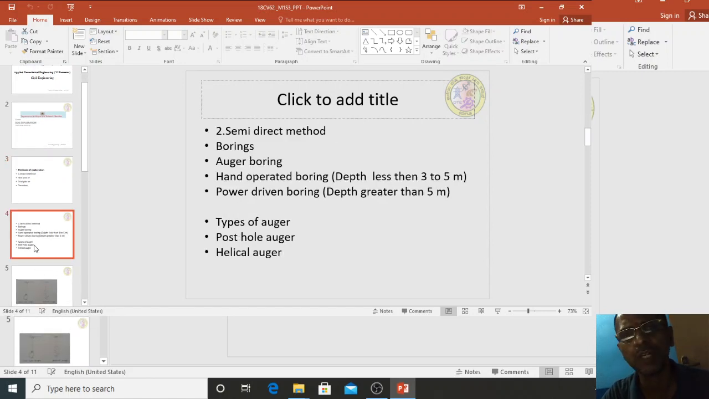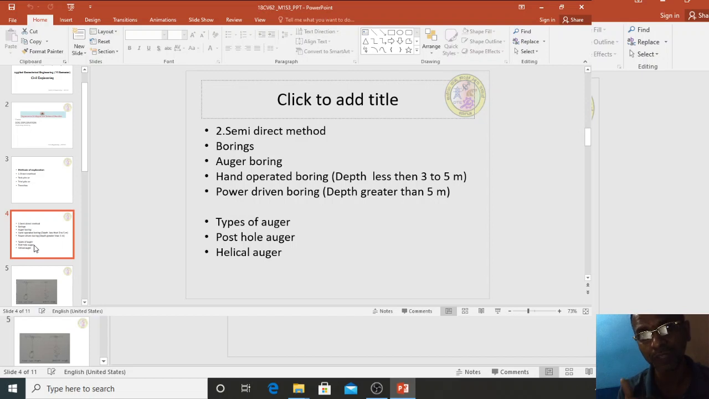Next, boring. What is meant by boring? It is a process of drilling a hole into the soil. The process of drilling a hole into the soil and collecting a soil sample from that hole is called boring. I will repeat it once again, students. It is a process of drilling a hole into the soil. Boring means it is a process of drilling a hole into the soil and collecting a soil sample from that hole.